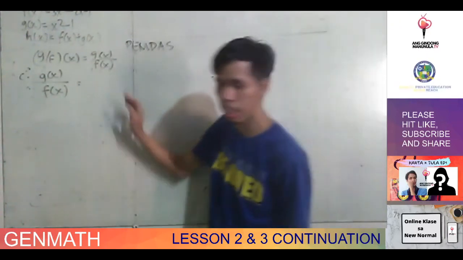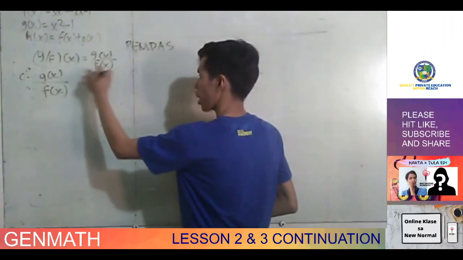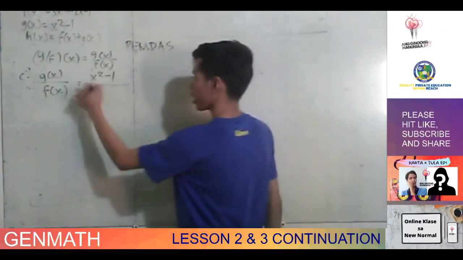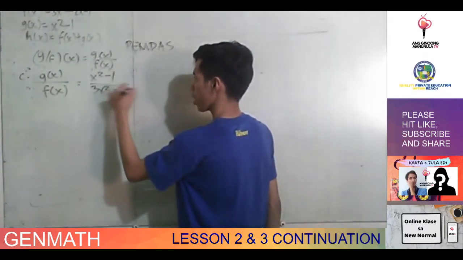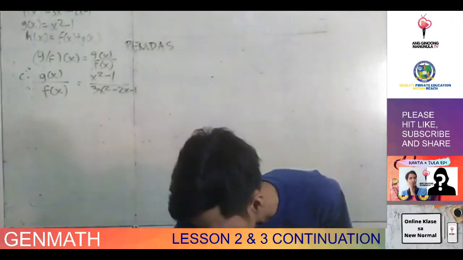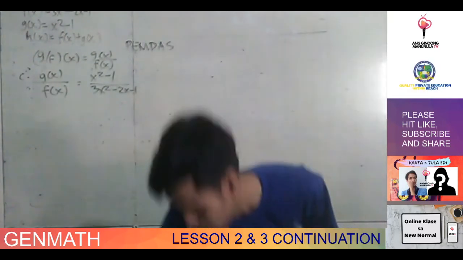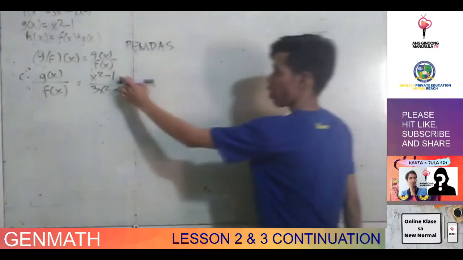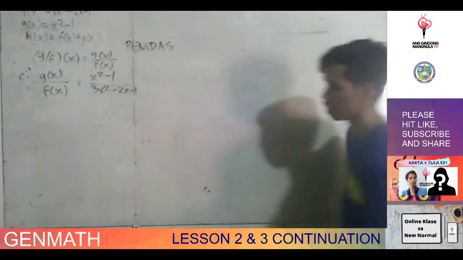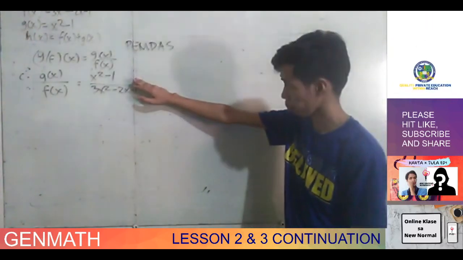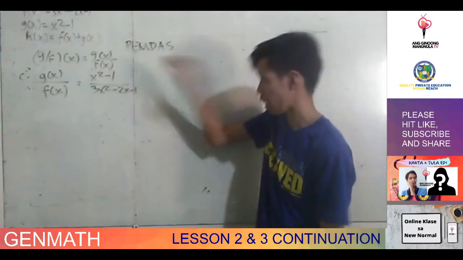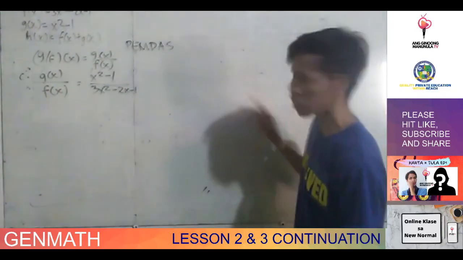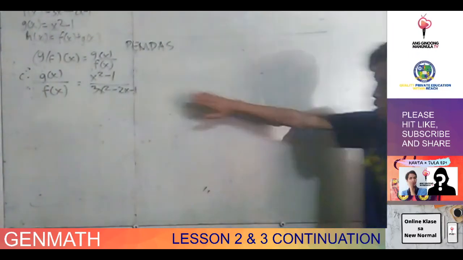So, next. What is the value of g of x? Ang value ng g of x natin kanina ay x squared minus 1. Then, ang value ng f of x natin ay 3x squared minus 2x minus 1. So, paano natin siya isosolve? Ang gagawin natin, we will get the factor of the numerator and the denominator. So, unahin muna natin yung ating numerator. Si x squared minus 1. So, paano natin siya ipa-factor? Tingnan natin kung anong tawag sa kanya.